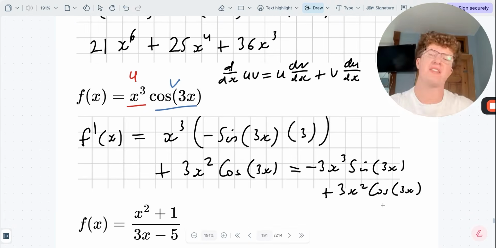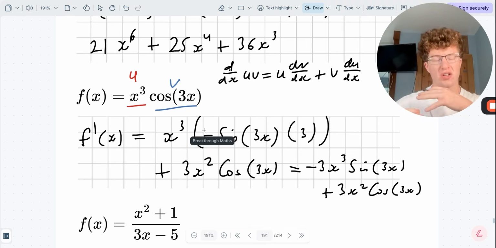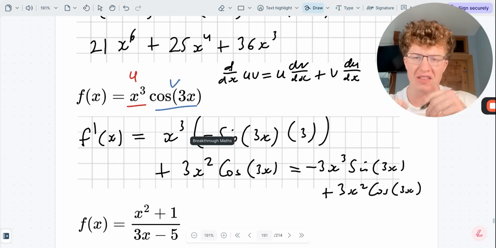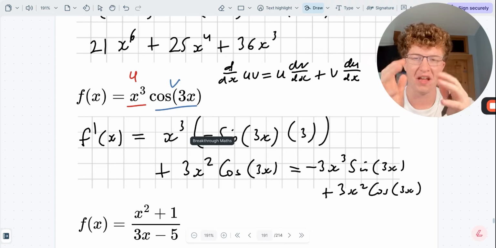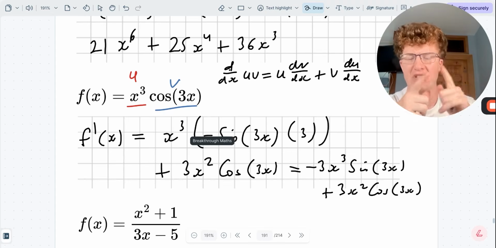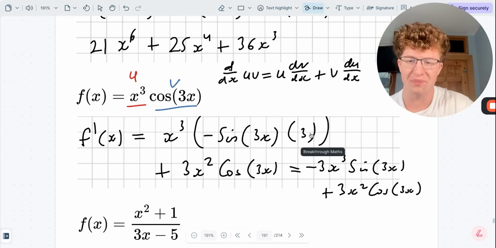The trickiest part there was this part here, where we're differentiating cos of 3x. Just remember, you have to differentiate the function first, and then you have to differentiate what's inside of it. It's the same if you were differentiating sine or tan or log, we'll say. You have to differentiate what's in the bracket as well at the end.